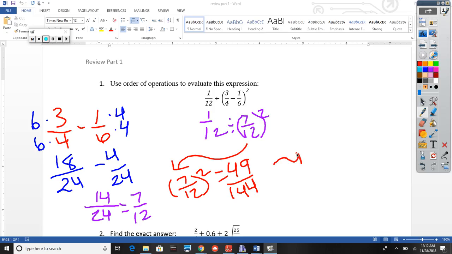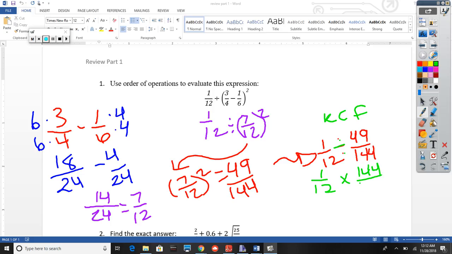So I'm going to continue it over here. It's getting a little messy, but you should be following along. 1 over 12 divided by 49 over 144. And last year one of my classes called it the KFC. Think about chicken when you divide fractions. And it kind of sounds true. Every time you divide a fraction, you're gonna keep, change, flip. Keep, change to multiplication, and flip the second fraction around. Okay, and then multiply straight forward.